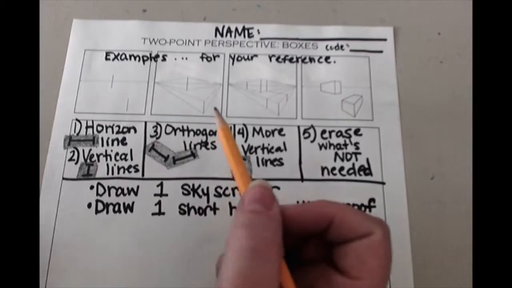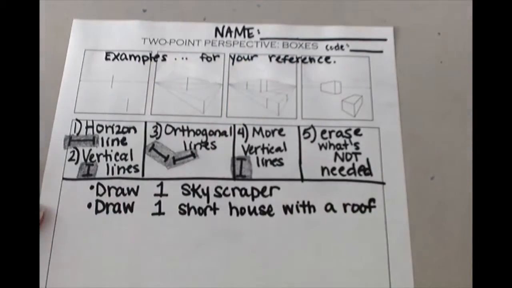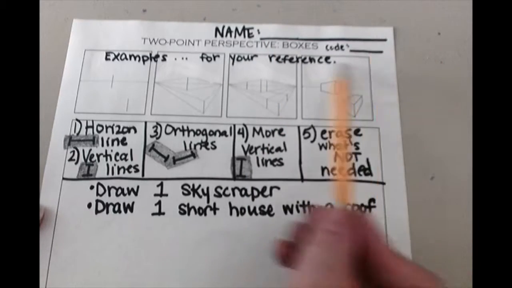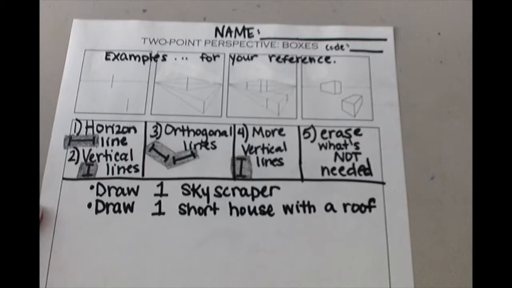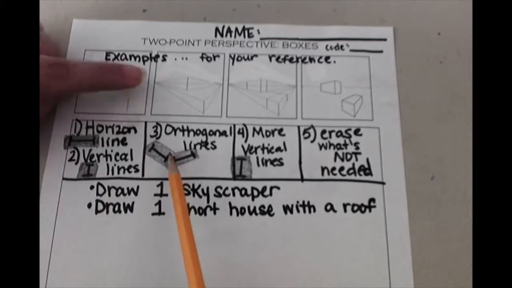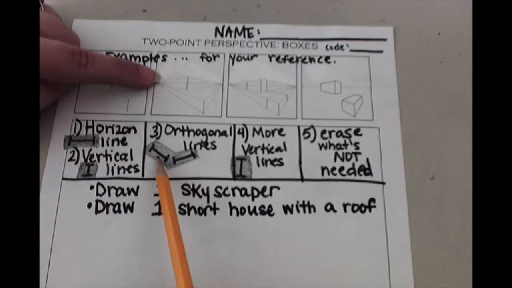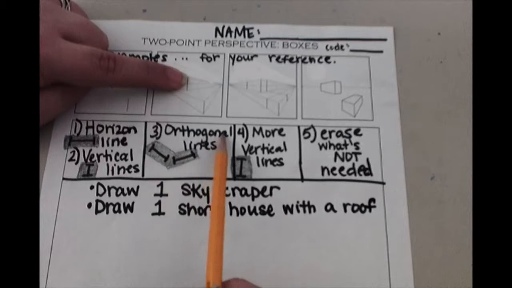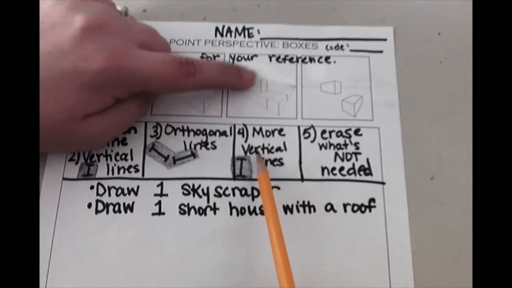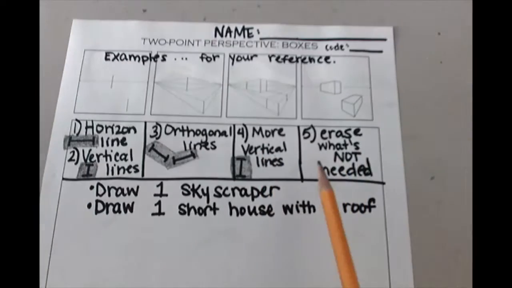You are now going to get this worksheet about 2-point perspective boxes practice, okay? First, write your name on it and write your class code. Up here are some examples for you of what the steps look like, and I have written down the words that include vocabulary so that you will know what to do. First, you draw a horizon line, then you draw your vertical lines. Then you connect the vanishing points to the vertical lines with orthogonal lines. Then you add more vertical lines and you erase what's not necessary.